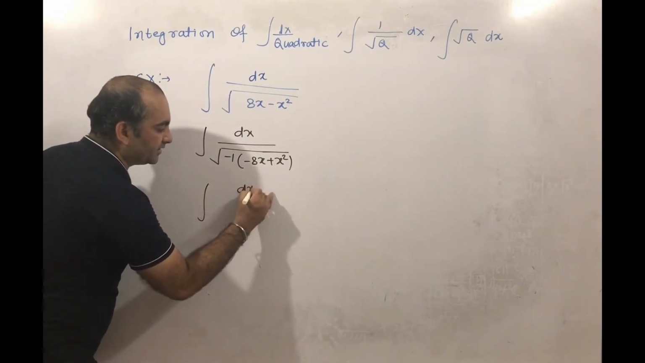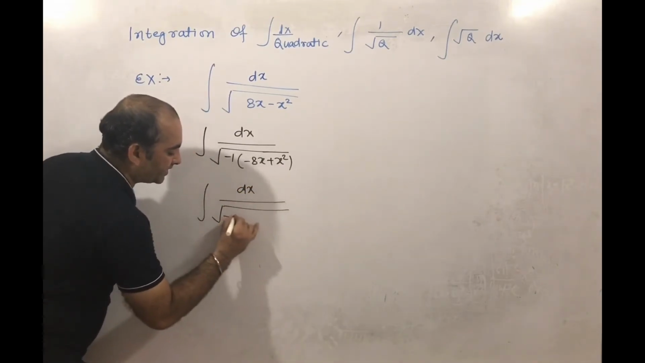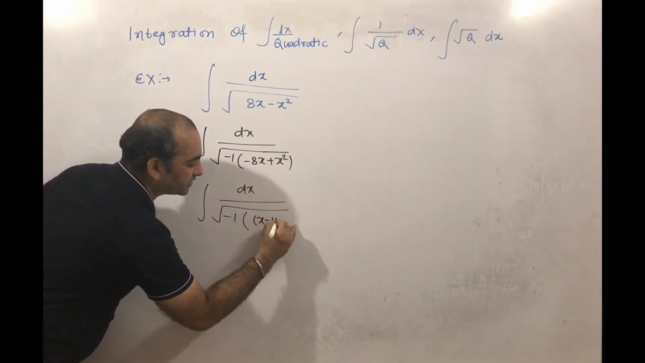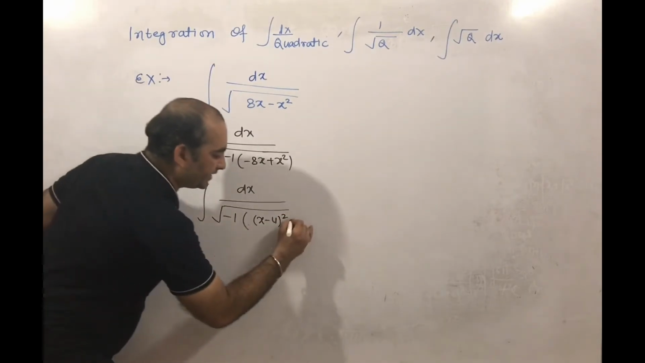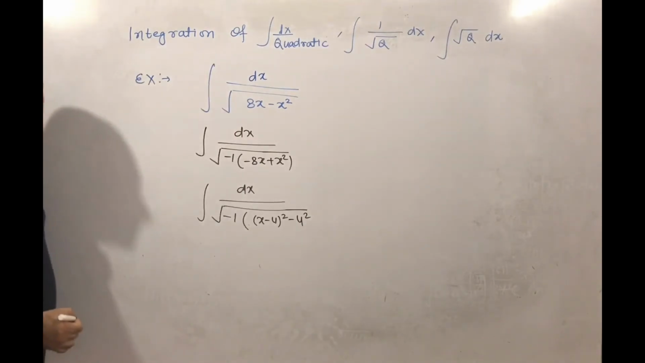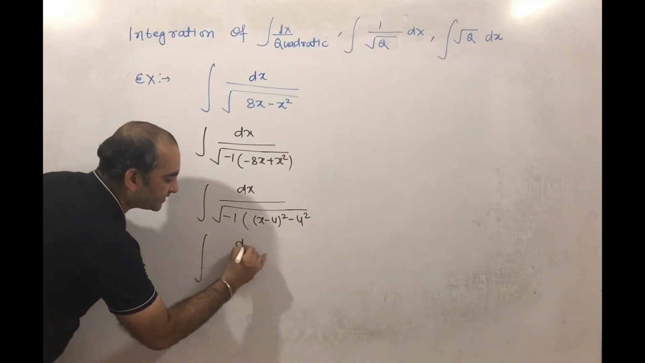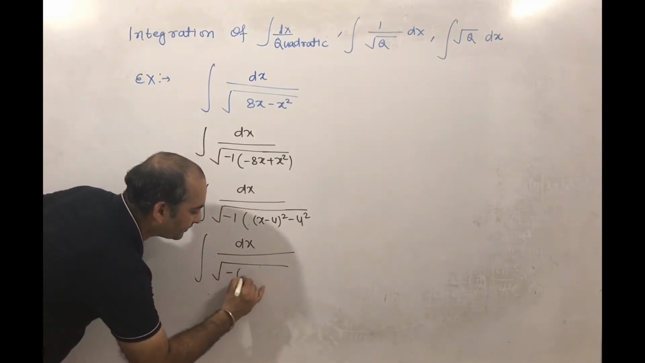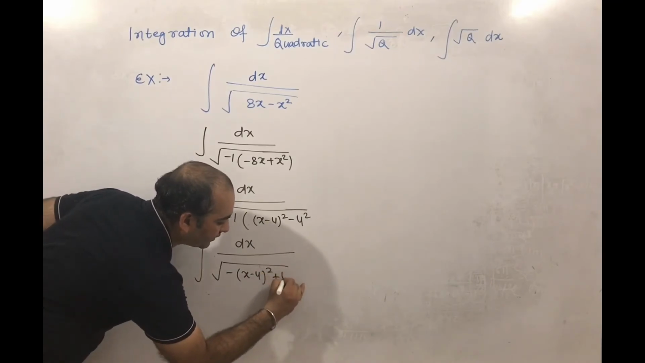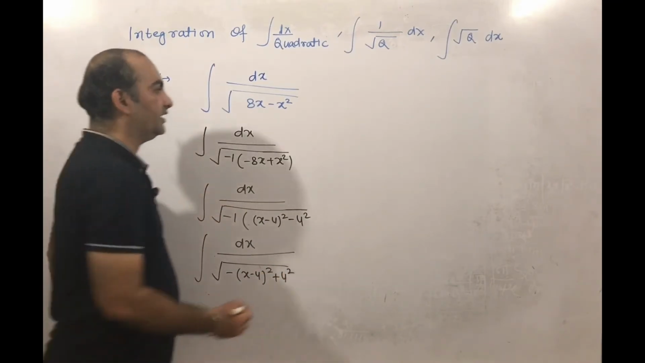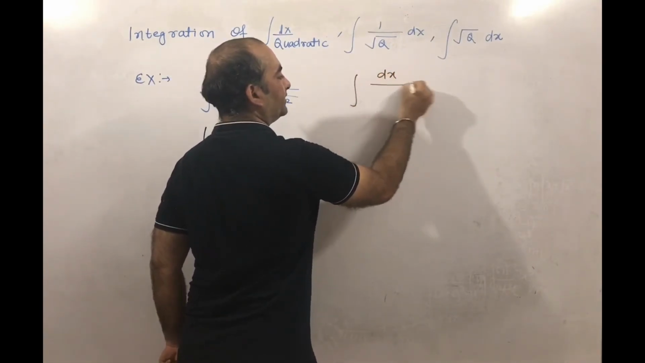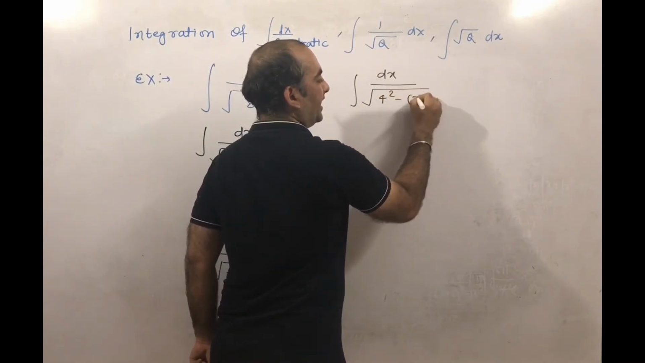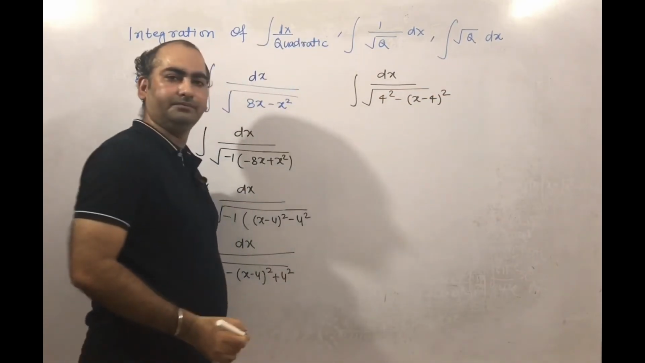Integration of dx divided by root over minus 1 outside. If you make this one perfect square, so what will come here? This will come out x minus 4 whole square minus 4 square. This will come. So this will come out integration of dx divided by root over, if I take minus 1 inside, so what will come here? Minus of x minus 4 whole square plus 4 square. So this one we can write what? Integration of dx divided by root over 4 square minus x minus 4 whole square. This will come. Now what you will do?